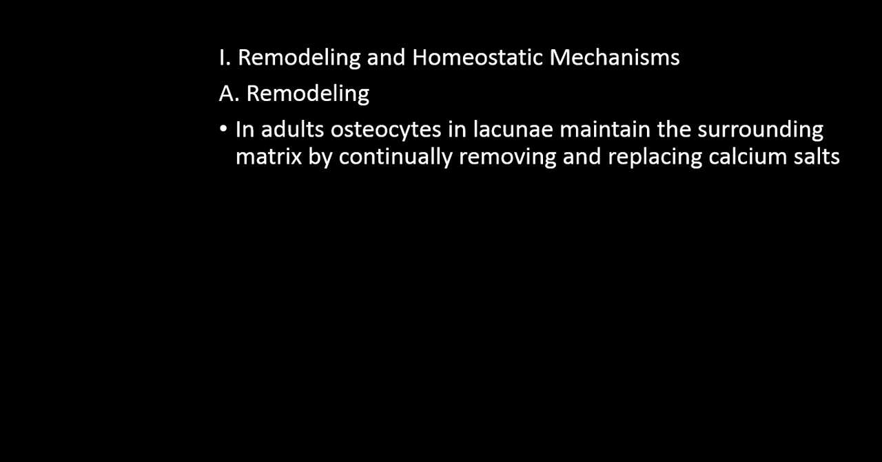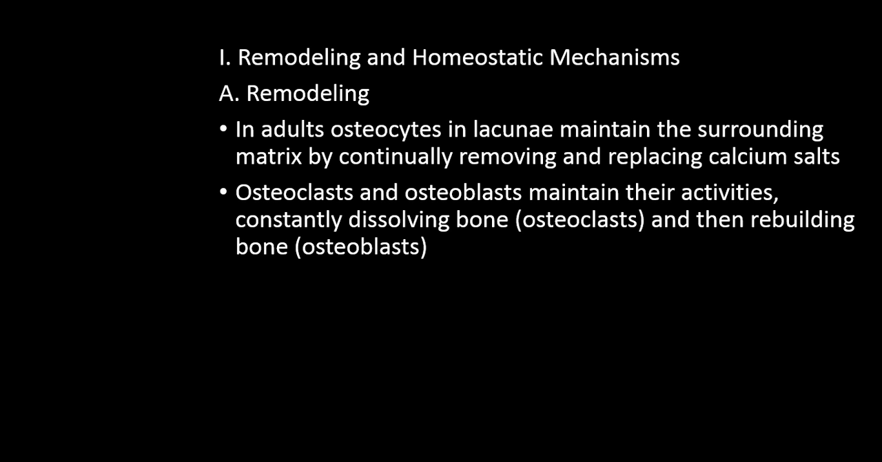So in adults, you have osteocytes in lacunae. These are the ones just maintaining the normal working environment. They're surrounded by the matrix, and they continually remove and replace calcium salts, maintaining the stability of your bone. But you also have two other kinds of cells, not as numerous in your bone tissue: osteoclasts and osteoblasts. Osteoblasts are the ones that build. Keep in mind the osteoblast has the letter B in it, so think about building bone. And osteoclasts are the ones that destroy or dissolve bone tissue.